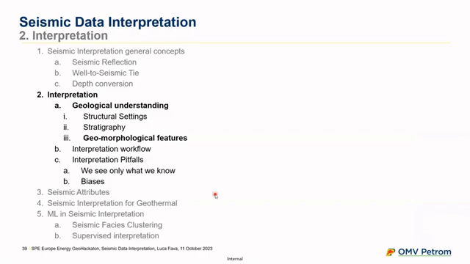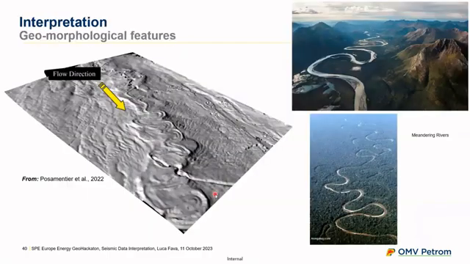Good. The last point that I want to touch upon is the geomorphological feature. What that means is that we can define features like channels and deltas, features that can tell us about the depositional system that was there at that geological time in that particular area. Here you can see on top right a beautiful meandering river, and also another one on the bottom part, a meandering river, in this case in a forest.